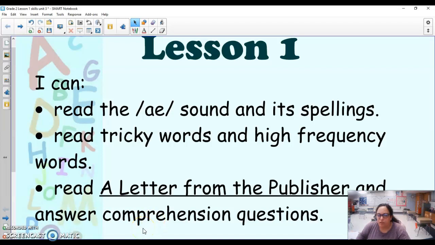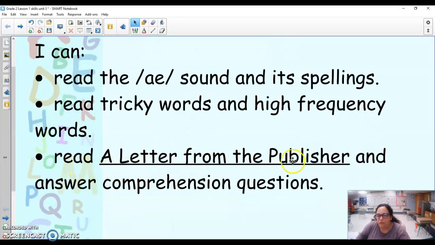Hi, boys and girls. So this is your lesson 1 for skills. Help me read the I can statements. I can read the A sound and its spellings. I can read tricky words and high frequency words. I can read a letter from the publisher and answer comprehension questions.